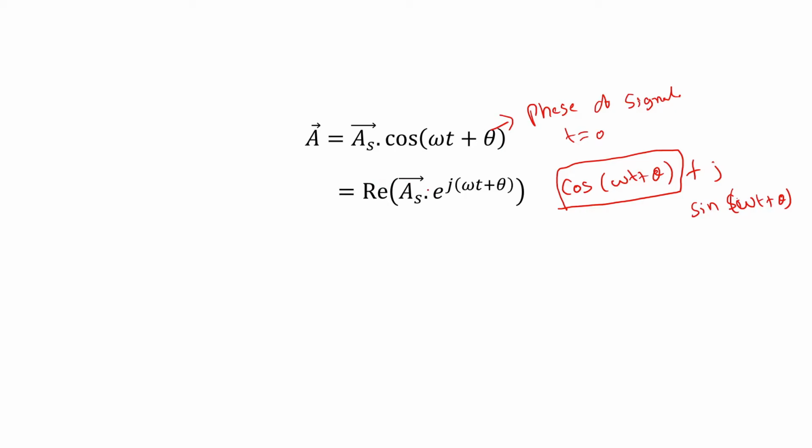Now, using the principles of exponent multiplication, e to the power of x plus y can be written as e to the power of x times e to the power of y. I can rewrite this expression to be the real part of exponential of j theta times exponential of j omega t.